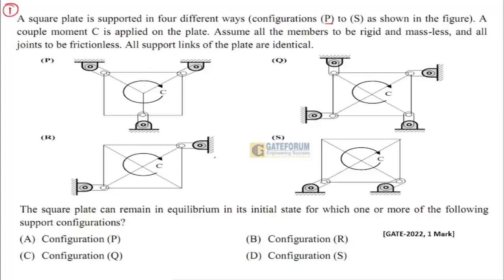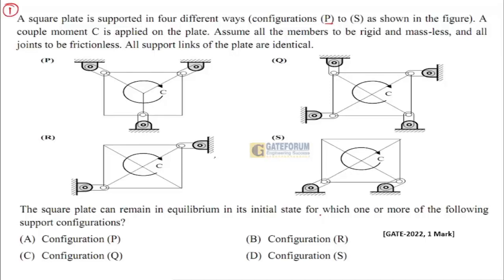Option P, 3 hinges and there is some couple in the clockwise direction. Again, the hinge positions are different with option Q. R, 2 hinges only, and S, there are 2 hinges in the clockwise moment. The square plate remains in equilibrium in its initial state for which one or more of the following support configurations: A, configuration P, B, configuration R, C, configuration Q, D, configuration S.